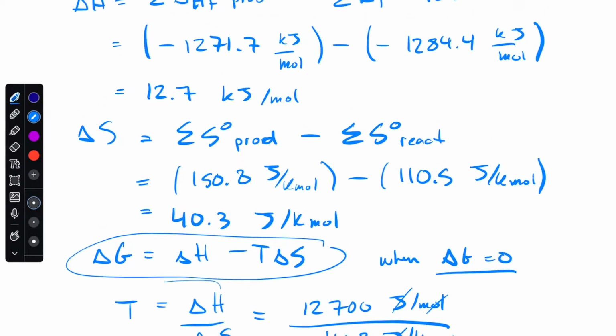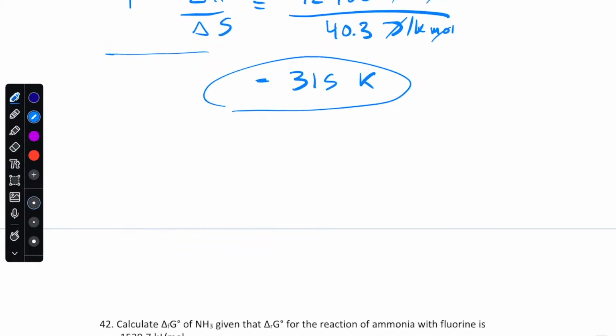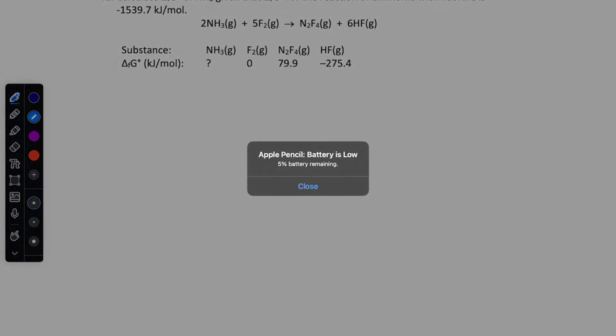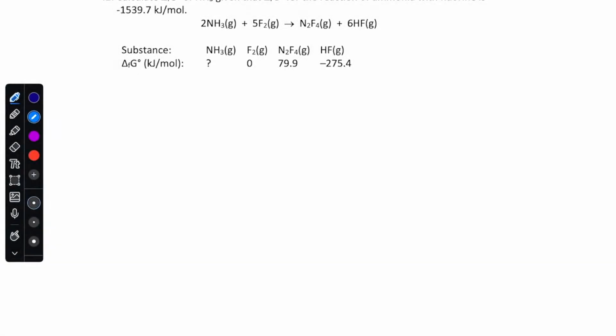Okay. We're doing good. That was 41. We are on to 42. We've only got a few more questions. Calculate delta G of formation of ammonia, given that the delta G for the reaction of ammonia with fluorine is that. So basically, this is the number that we want, the delta G of formation.